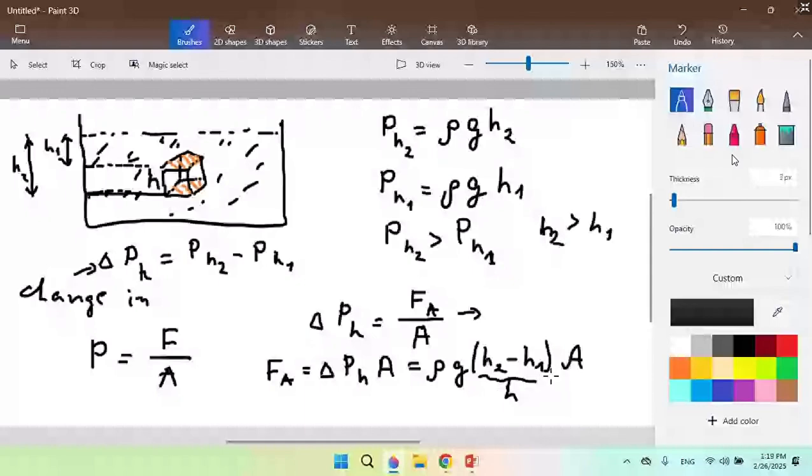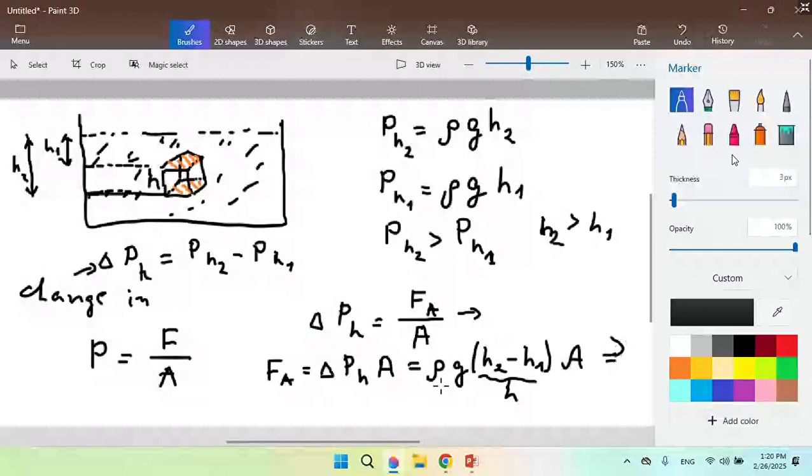So that's what we've got here: H multiplied by area. What is this? This is the volume of the cube. If the bottom area is multiplied by the height, this is the volume. So thus we can continue.